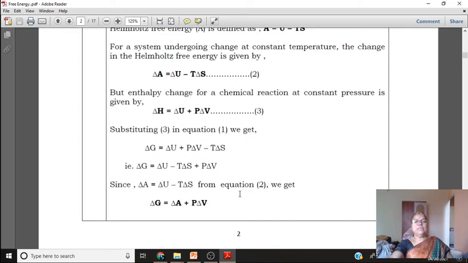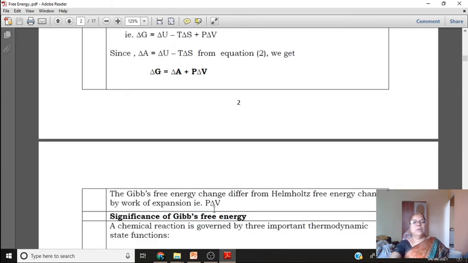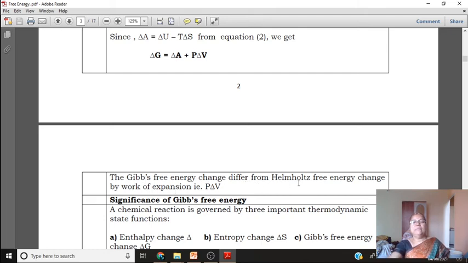And the significance of this equation is that delta G, that means the free energy change in the Gibbs function, is the sum of the Helmholtz free energy function plus P delta V. Here, the Gibbs free energy change differs from the Helmholtz free energy change by the work function, that is the work of expansion, and this excludes this P delta V term. This P delta V term is not included here. So, when the Helmholtz free energy function includes the term mechanical work, then we have the Gibbs free energy.